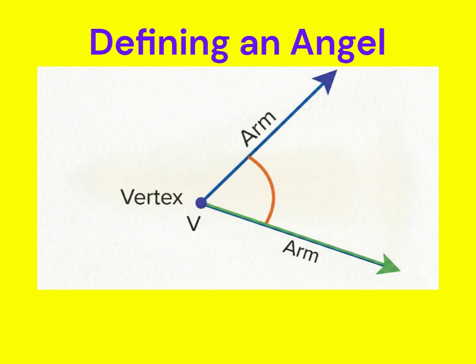Defining an angle. When two rays share the same starting point, magic happens. They form an angle. The shared point is called the vertex, and the two rays are the arms. When you name an angle, like angle B or angle ABC, make sure the vertex is always the middle letter. It's the hinge that holds the two arms together.